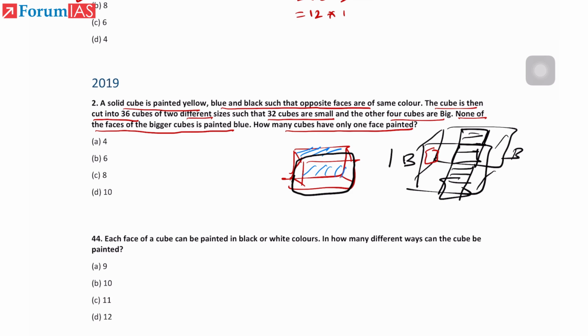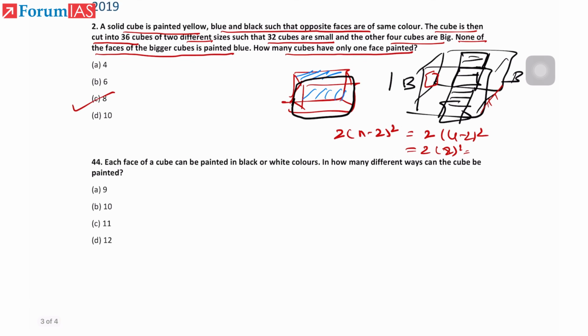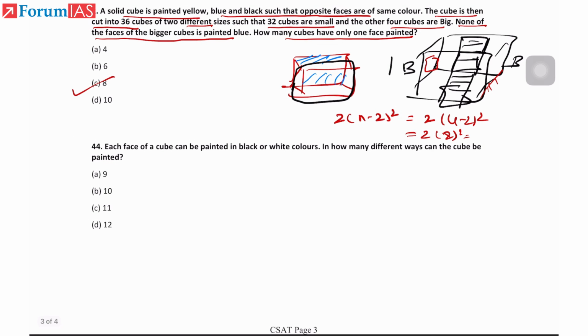So for this, we'll get 2 into (n minus 2) the whole square. 36 means this whole thing has been cut into 4 parts, so n is 4. This will be 2 into (4 minus 2) the whole square, or 2 into 2 square, which is 2 into 4, 8. So the answer is 8. This question is tricky.